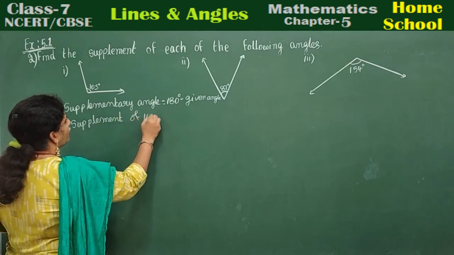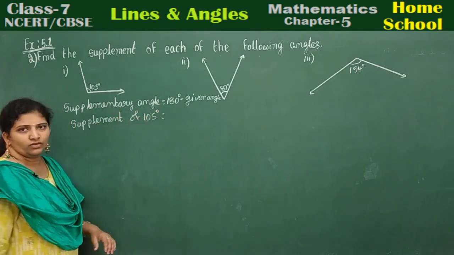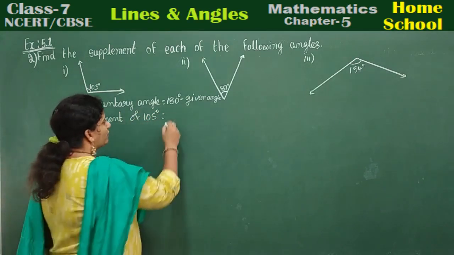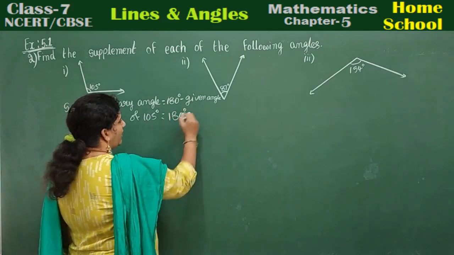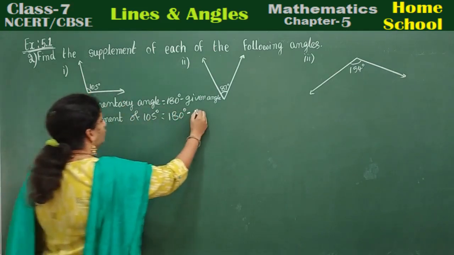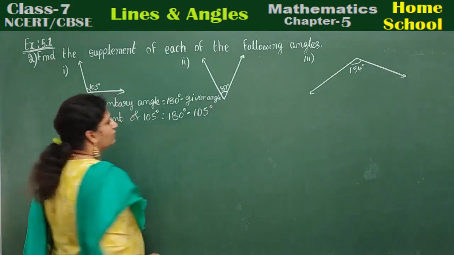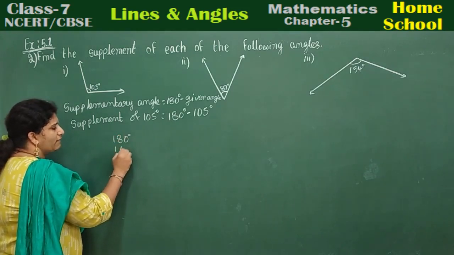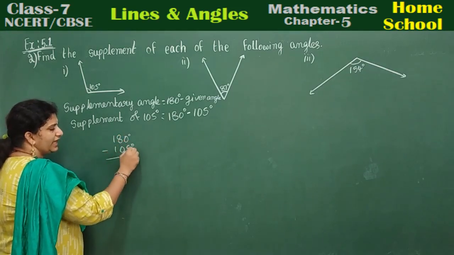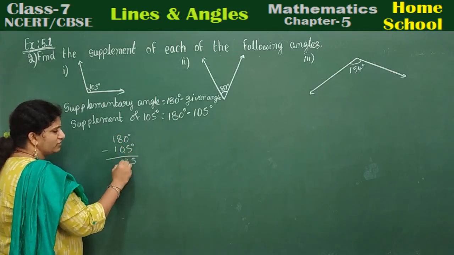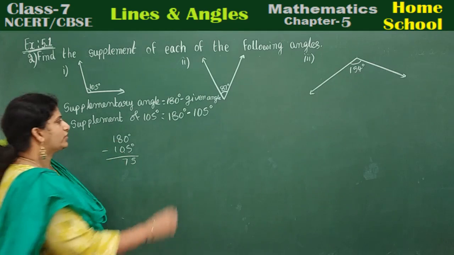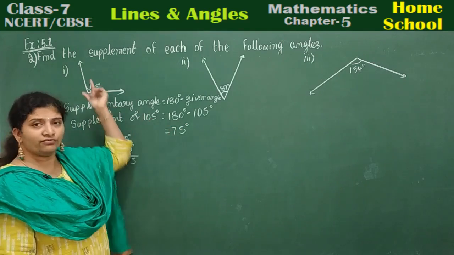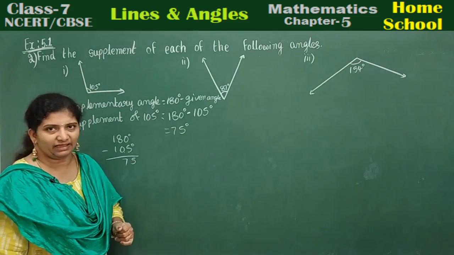So, supplement angle. Supplement of 105 degree is equal to, what is the angle? If you want, you can take here also. Supplement of 105 degree is equal to 180 degree minus, what is the given angle? 105. 180 minus 105 degree. Subtract, children. 10 minus 5, 5. 7 minus 0, 7. 1 minus 1, 0. So your answer is 75 degree. Supplement of 105 degree angle is 75 degree angle.